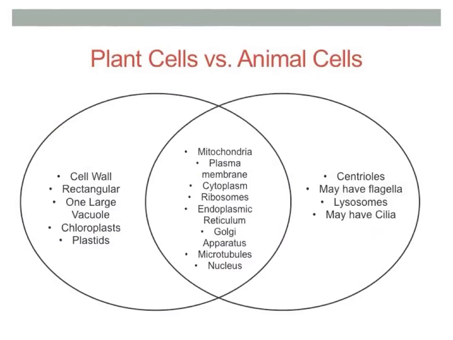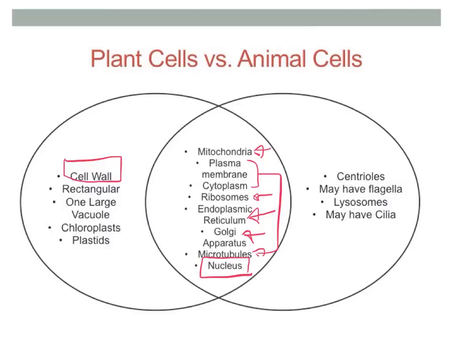Since both plant and animal cells are eukaryotes, they both have many of these organelles. We're familiar with mitochondria to undergo respiration, the plasma and the cytoplasm to help with the shape, the ribosomes for protein, the ER to help with protein and lipids and carb synthesis, the Golgi apparatus to help package materials out of the cells, the microtubules, which also go with the structure of the cell, the nucleus to store the genetic information.